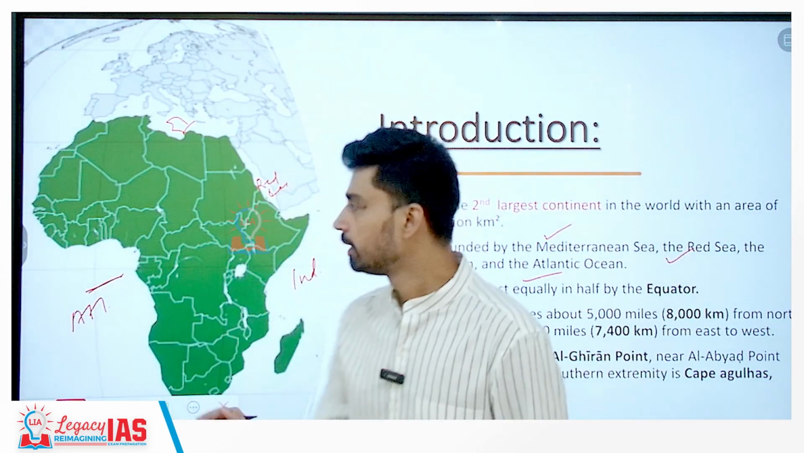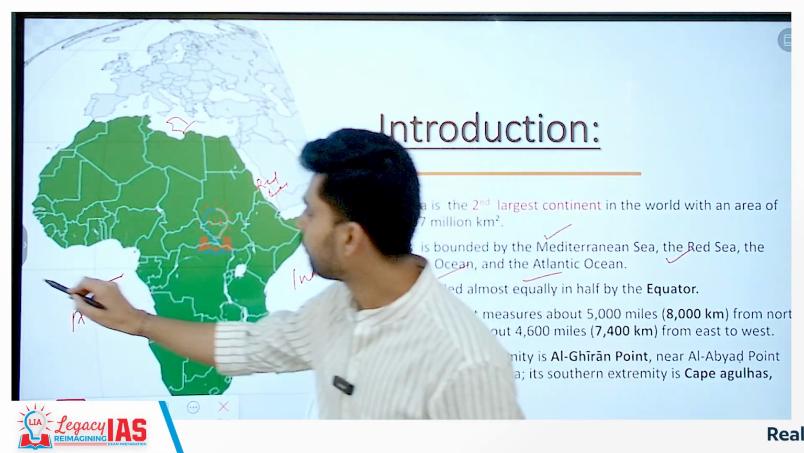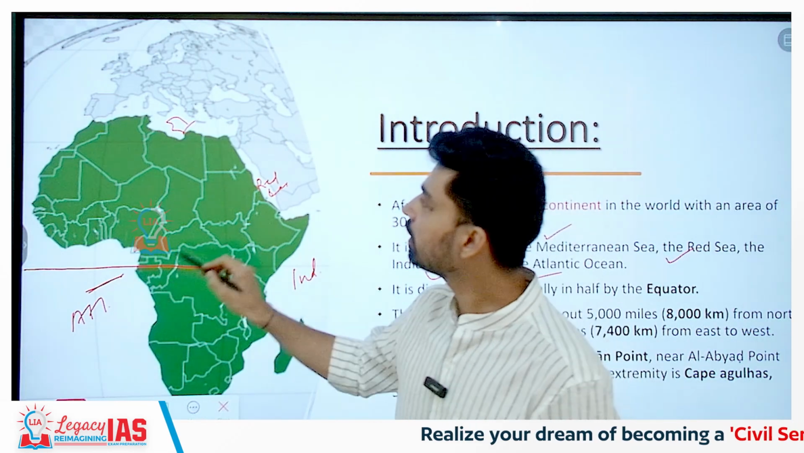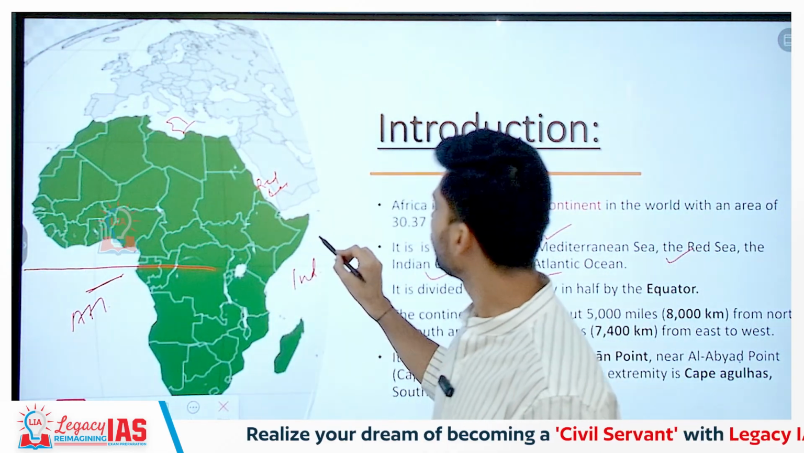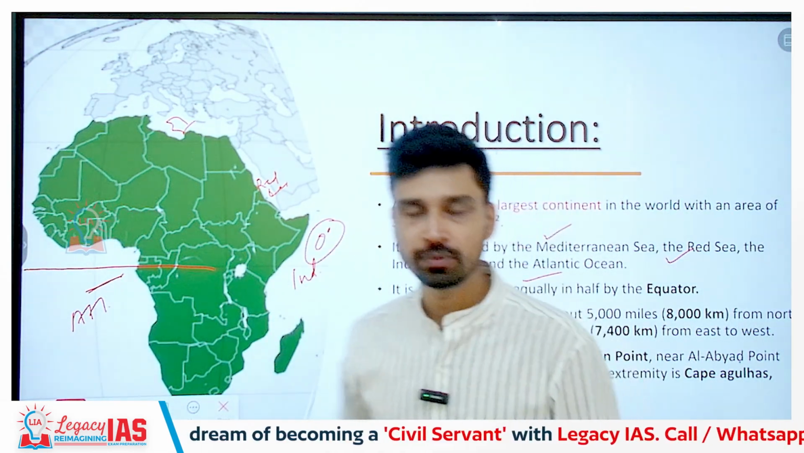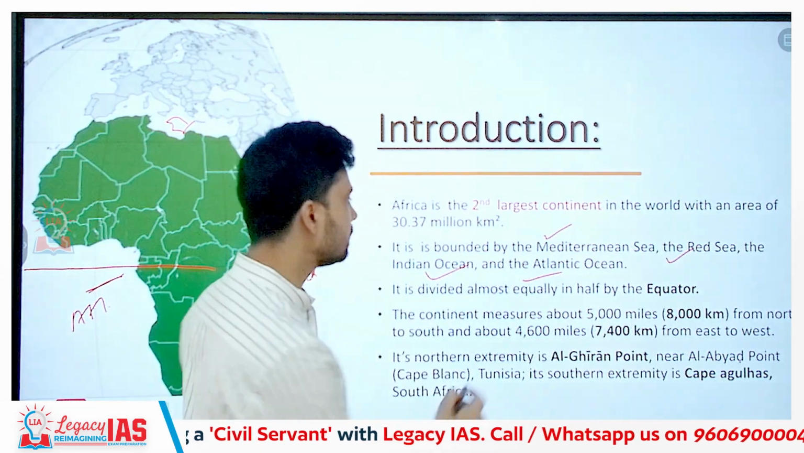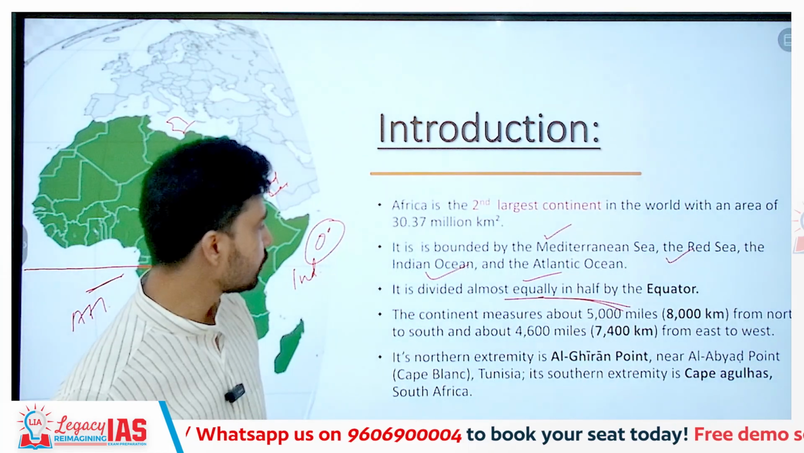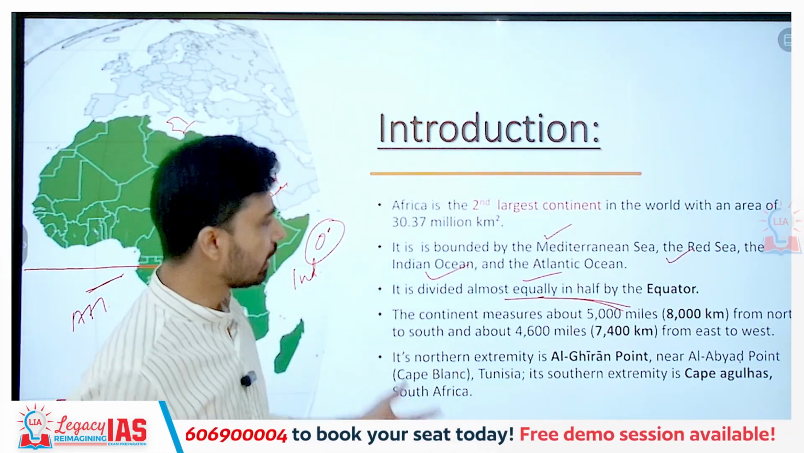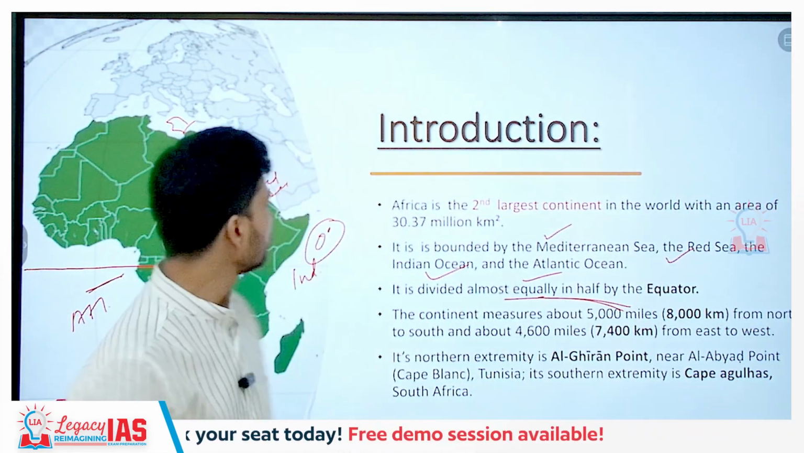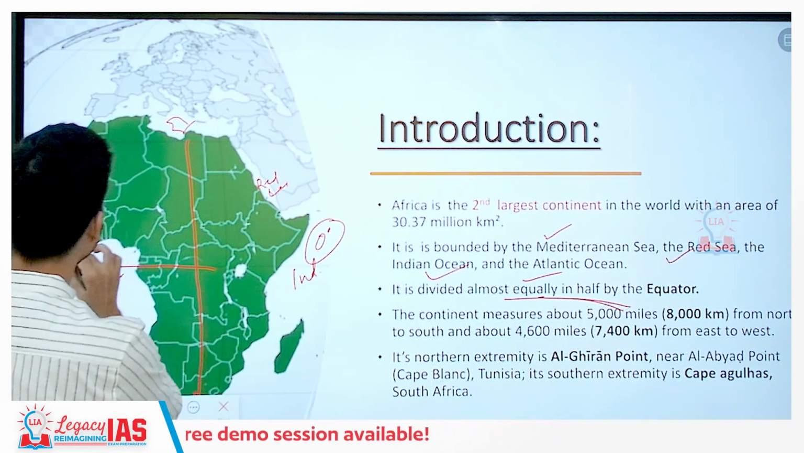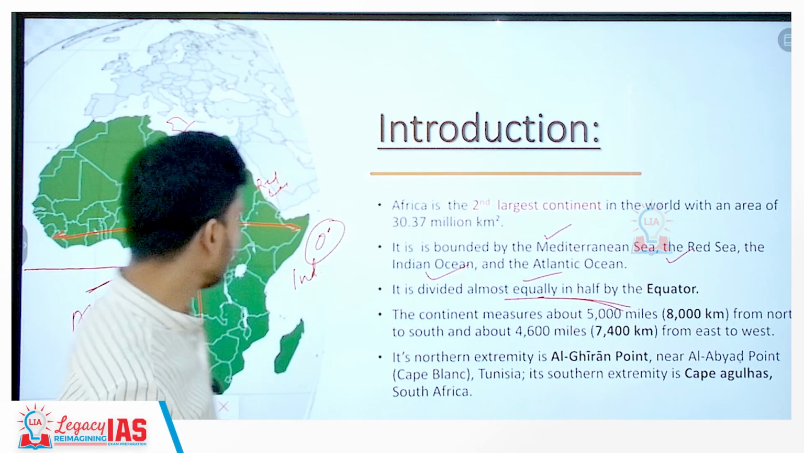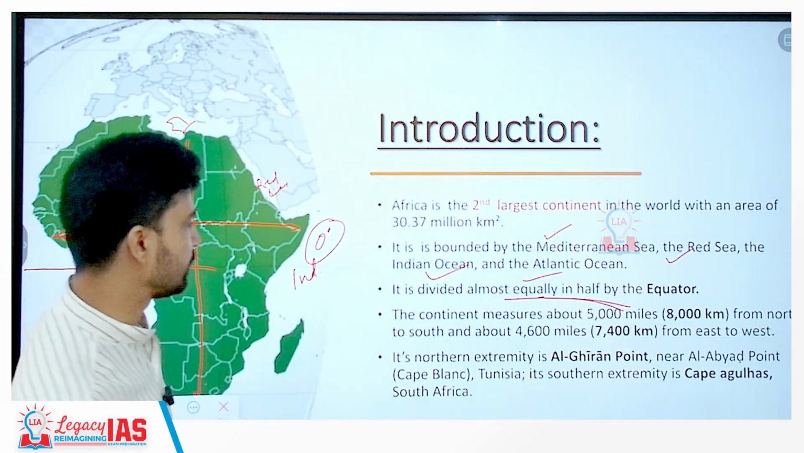Not only that, if you look at the central part of Africa, and this line if you see clearly here, Africa is divided into two halves by 0 degree latitude, also referred to as the equator. If you look at the dimensions, it is about 8,000 km from north to south, and roughly 7,400 km from east to west.